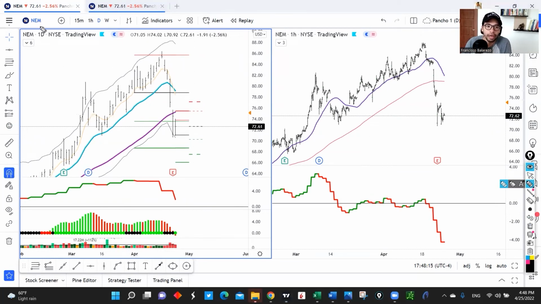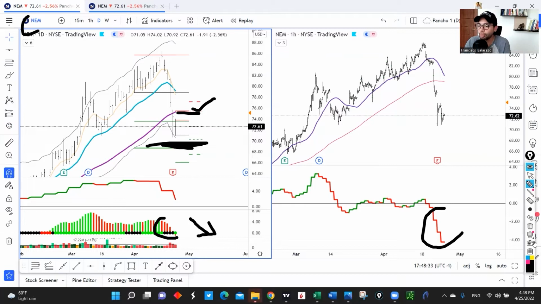And what is the setup in NEM? I'm basically looking for NEM to come up here, test the 50 again, which coincides with the weekly H2 level. And then, of course, the MOXY indicator is below zero. And I'll be looking for this squeeze to continue to trade lower, perhaps a move all the way down here to that monthly L2 level.